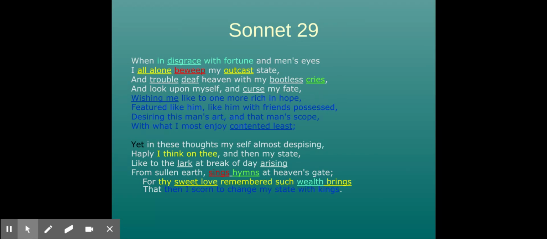Yet in these thoughts, myself almost despising, haply I think on thee, and then my state, like to the lark at break of day arising, from sullen earth sings hymns at heaven's gate, for thy sweet love remembered such wealth brings, that then I scorn to change my state with kings.